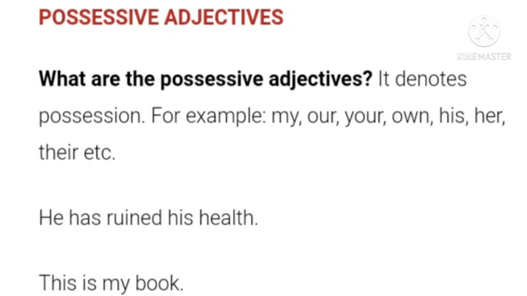Next one is possessive adjectives. Possessive adjective means which denotes the possession. For example, my, our, your, own, his, her, their, etc. He has ruined his health. So here, his. This is my book. So my is the possessive adjective.